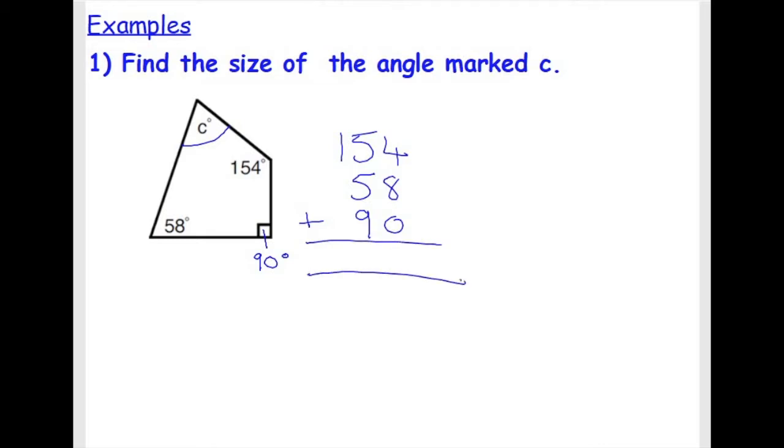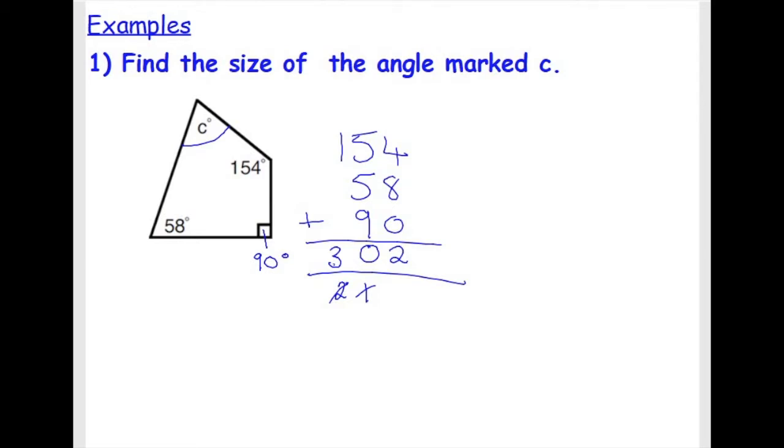4 add 8 is 12, 2 down carry 1. 5 add 5 is 10, add the 9 is 19, and the 1 we carried is 20. 0 down carry 2. 1, add the 2 we carried is 3. So the sum of the three angles we know is 302 degrees.